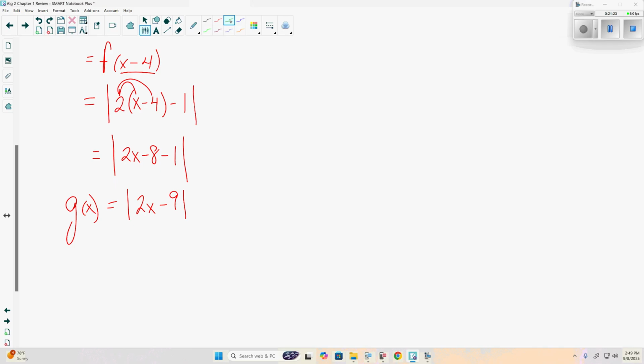Up 3 is a vertical translation, and the general form is normally f of x plus k. But we're not applying it to f of x anymore, we're applying it to g of x. And our value of k is positive 3, so we'd say g of x plus 3. If it had said down 3, we would have said g of x minus 3. Now at this point here, we still have g of x, so I can replace it with the absolute value of 2x minus 9 plus 3.